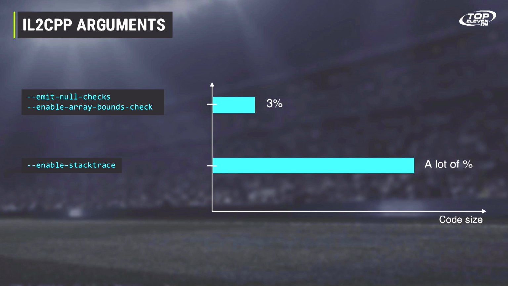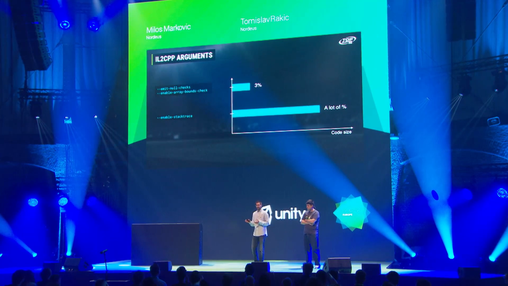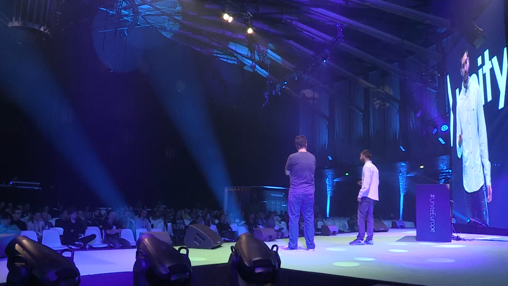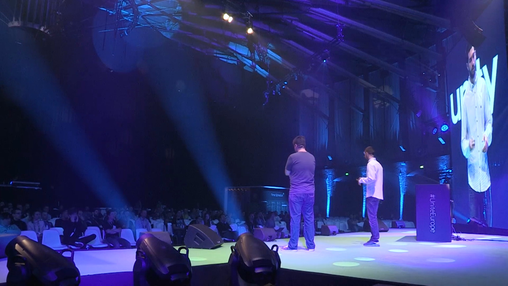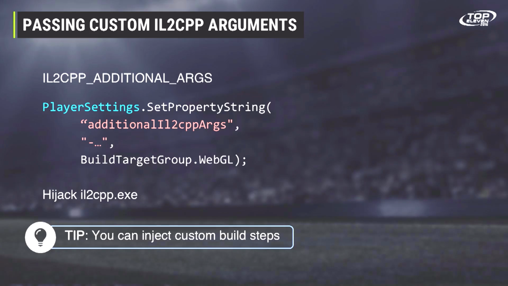So we actually need an option that is somewhere in the middle, something that just deals with null checks and array out-of-bound checks, but does not use stack traces. It would be cool if Unity added such an option in the meantime, but fortunately there is a workaround. You can do something, and this is completely undocumented, so don't tell anybody about this, and this might change in any version of Unity. But you can do a couple of things to pass additional arguments to the IL2CPP compiler.